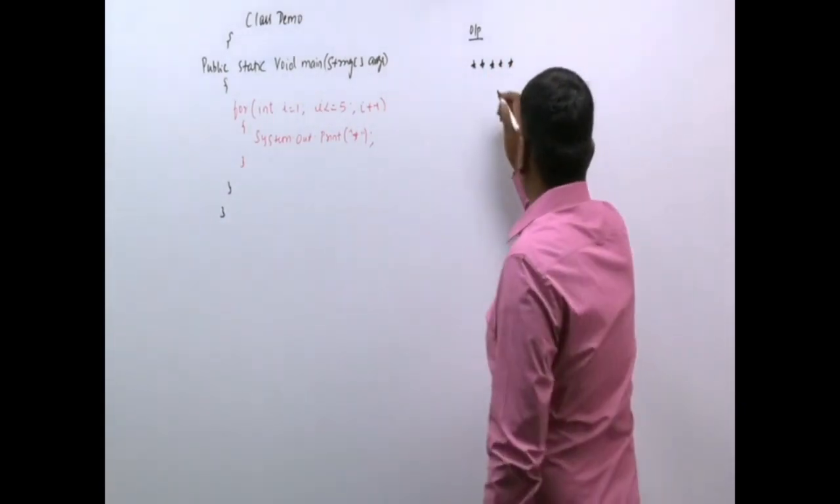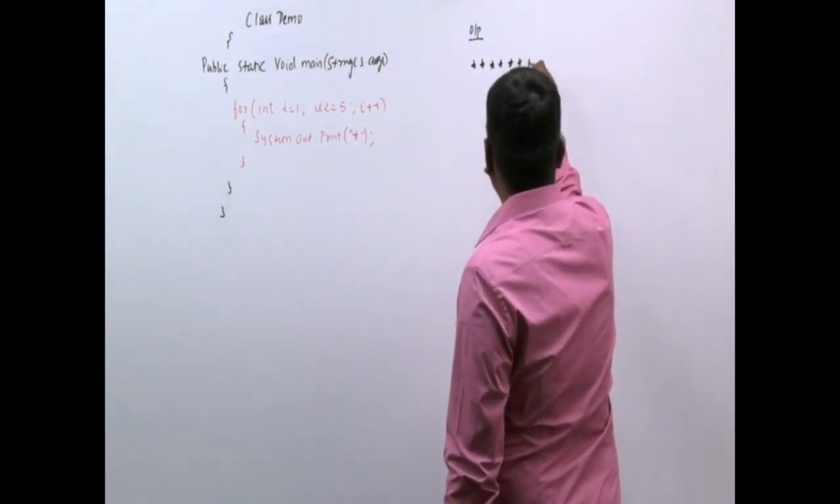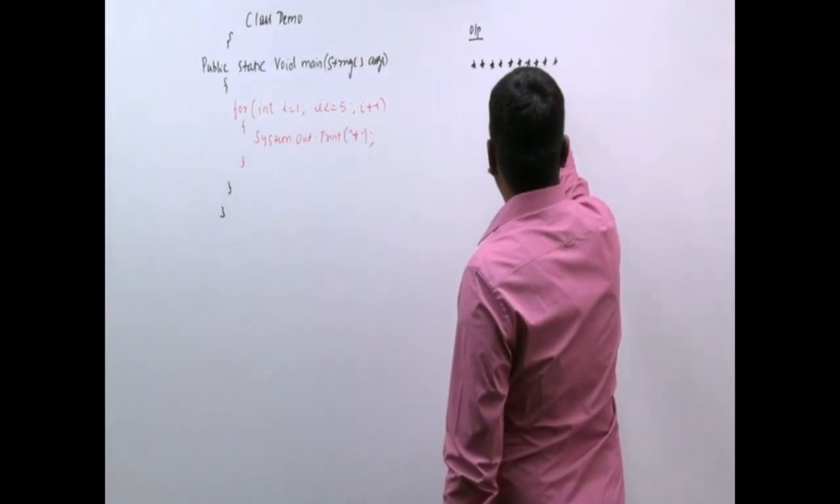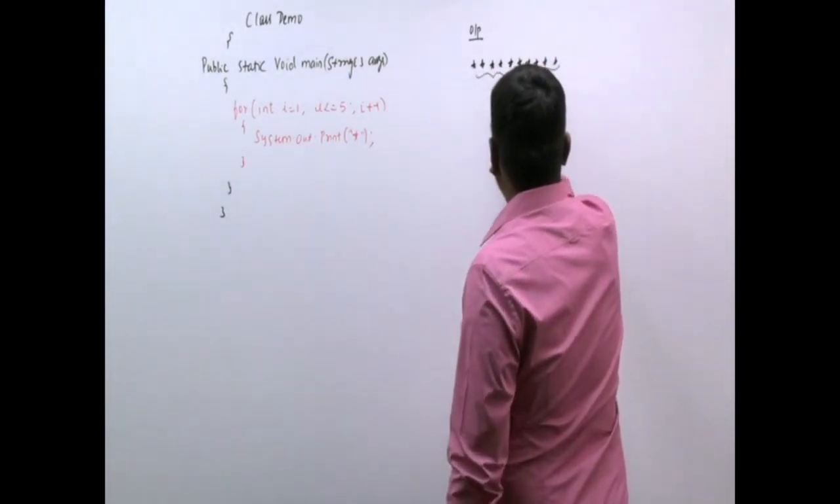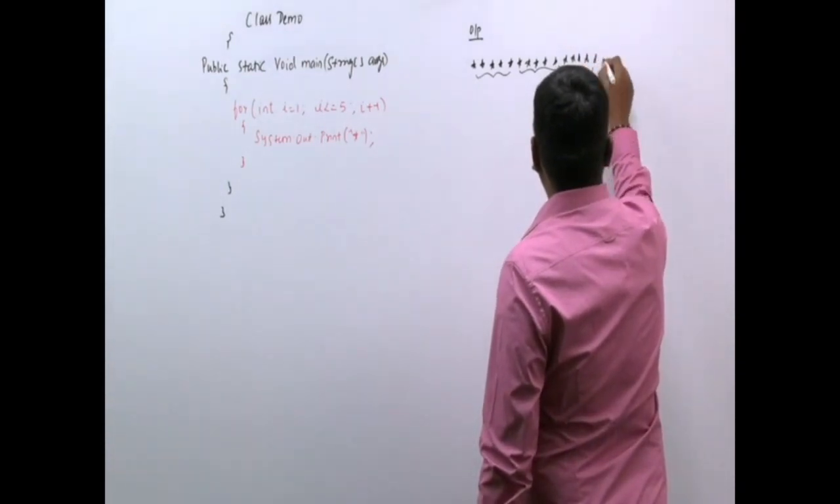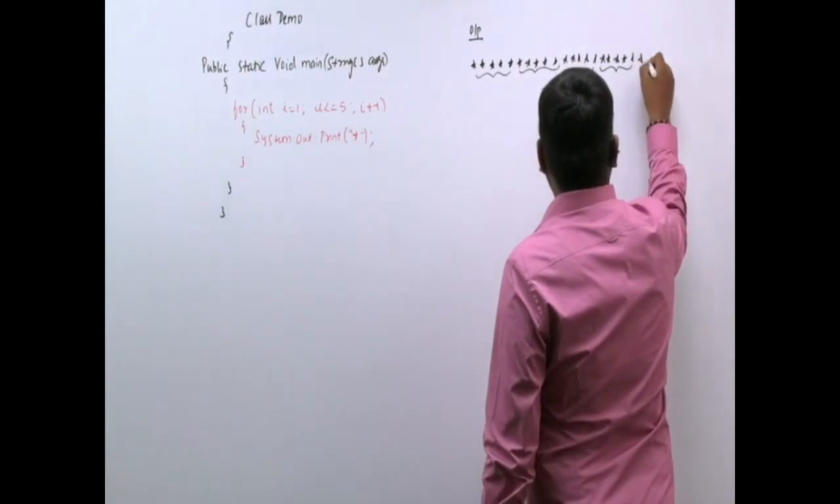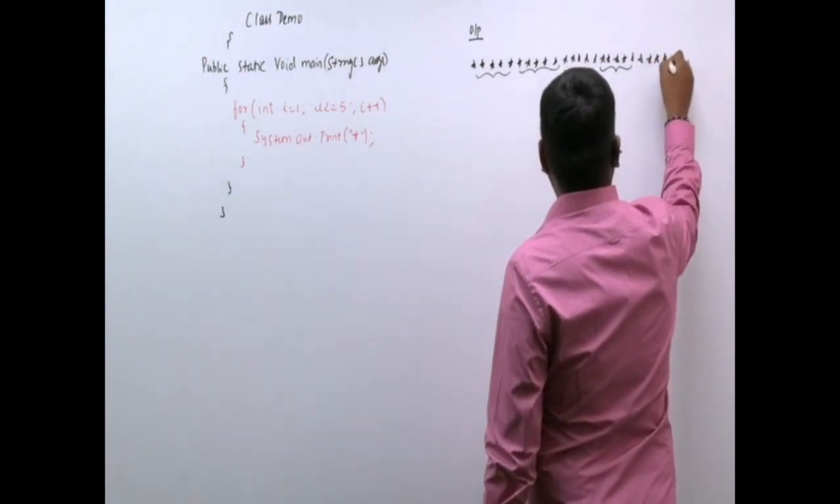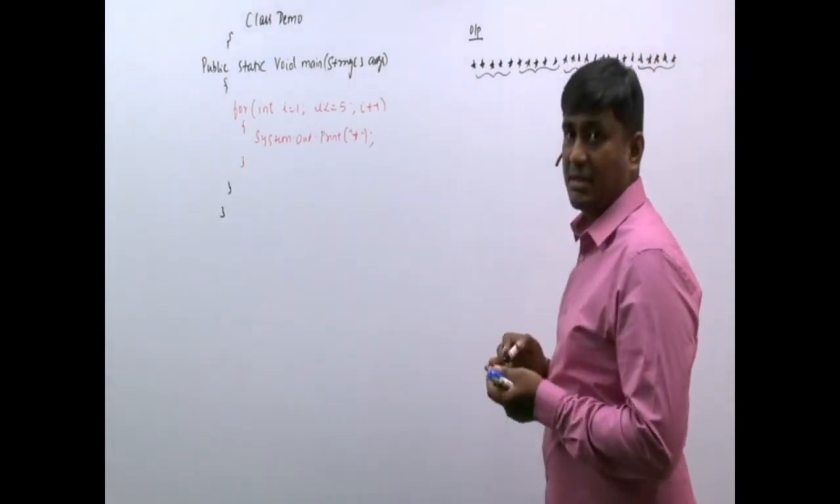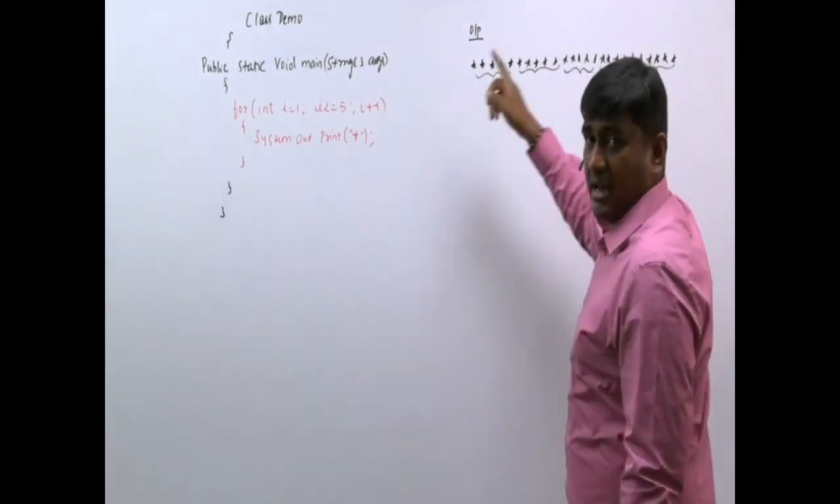Like this. See here, 5 stars for the first time. Similarly, 5 stars for the second time. This is the first time, this is the second time. 5 stars third time, 5 stars fourth time, and 5 stars fifth time. This is my requirement. So 5 stars 5 times you should be displaying, and everything should be there in the same row.